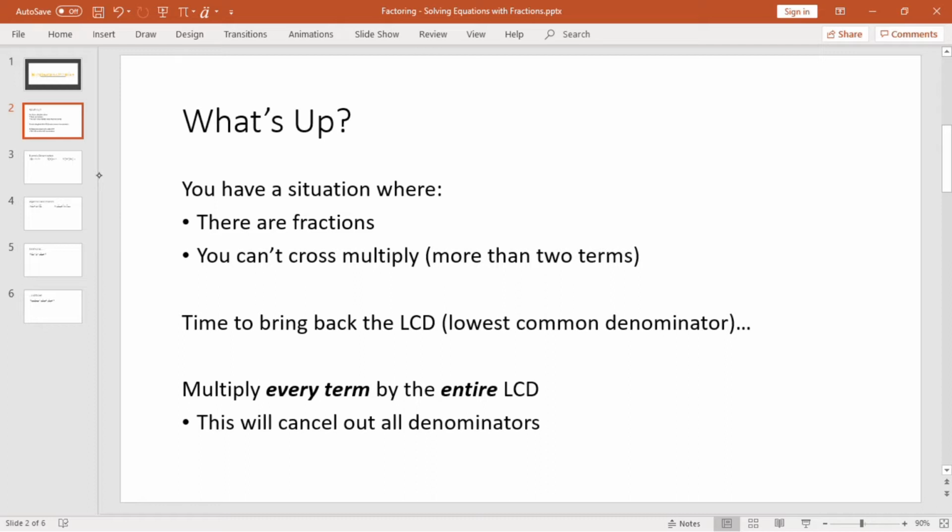So you can't just be like, oh, I'm going to cross multiply to get rid of the denominators. Okay, so we're going to use the lowest common denominator again, but it's a little different because this time we're going to multiply every single term by the entire lowest common denominator. So we're not looking at what's missing and multiplying in a fraction. We're just bringing it in, and we're using it to cancel our denominators and get rid of fractions. How does it work?